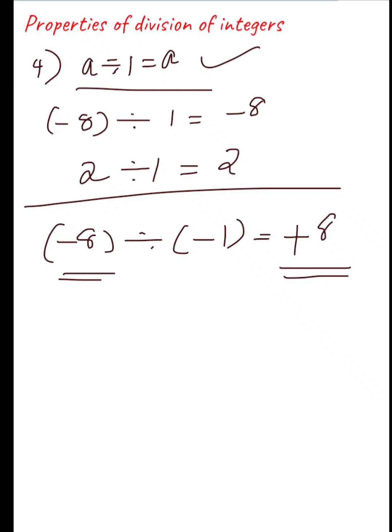A divided by 1 equals a. But a divided by minus 1 is not equal to a. A divided by only 1 is equal to a. This thing you should keep in mind. So this is what the fourth property says: when we divide an integer by 1, we will get the same integer itself. Now let's see the fifth property.